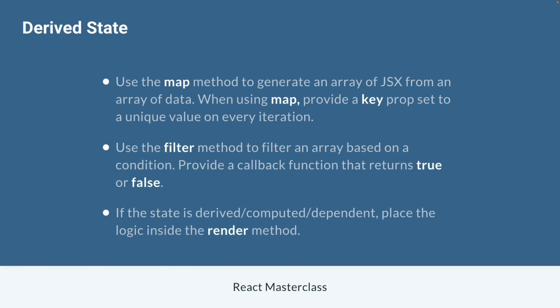As far as the React-specific stuff, most of this was review, but just as a quick reminder of some of these core concepts, we can use the map method to generate an array of JSX from an array of data, and then we can render that array directly within our JSX using the curly braces. When we're using map, remember to provide a key prop set to a unique value for each top-level element that you return from the callback function that you pass to the map method.